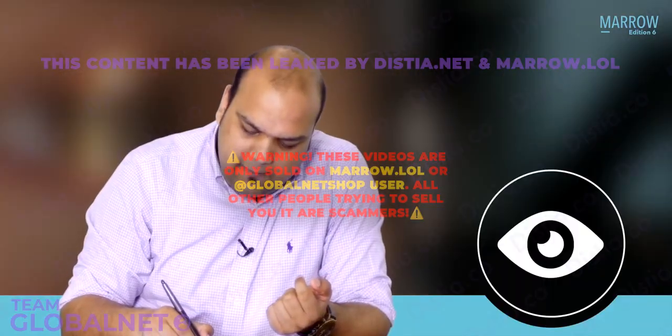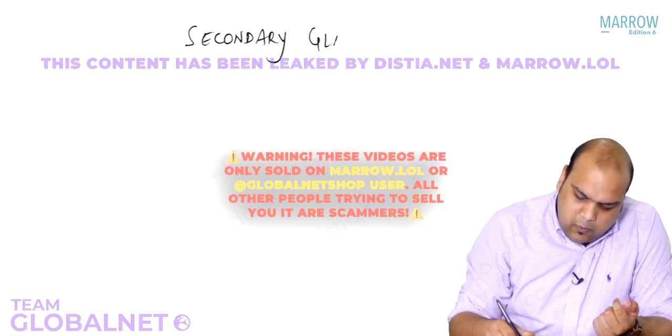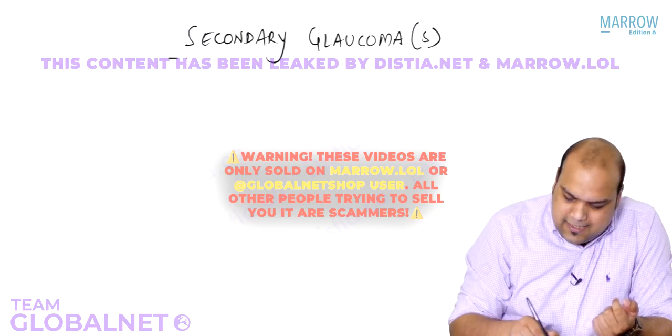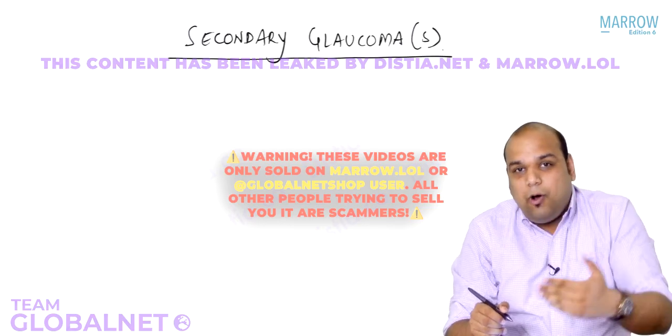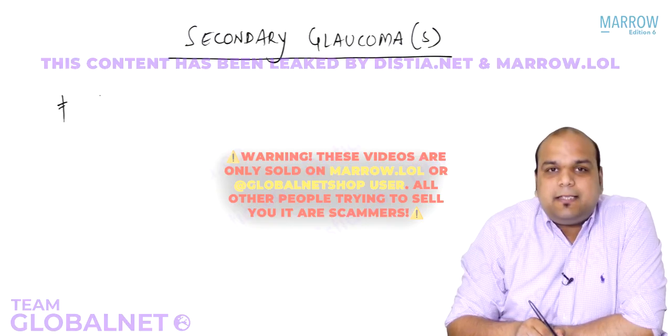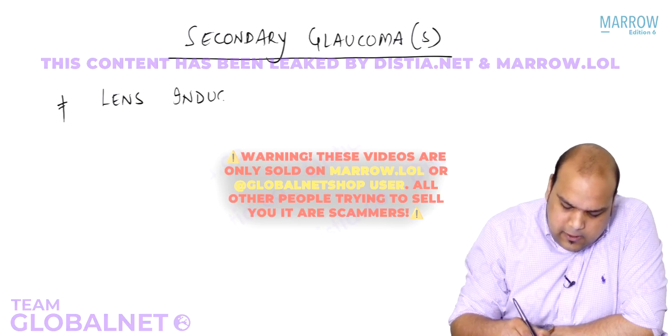Next topic, everybody. Secondary glaucomas. Glaucoma which is occurring due to some other cause already existing in the eye. The first thing that we discuss here is lens induced glaucoma.